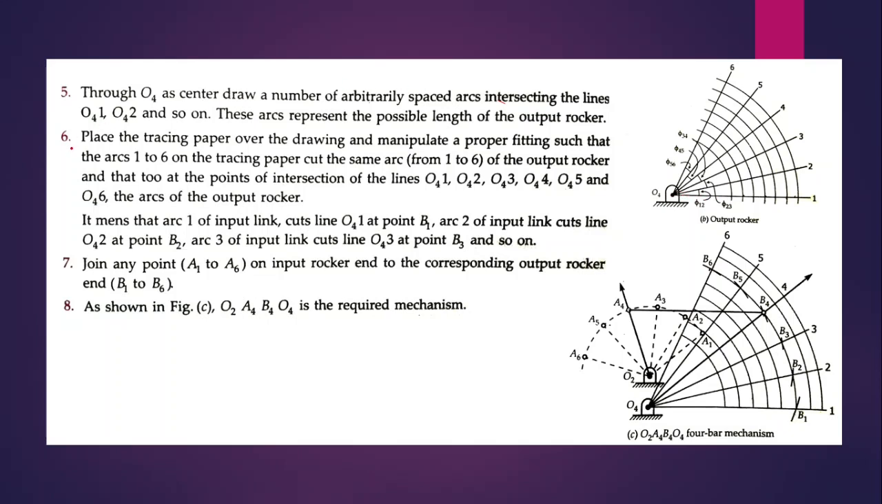Then in the next step, place the tracing paper where the positions of the input crank are drawn over this particular drawing, and manipulate a proper fitting such that the arcs 1 to 6 on the tracing paper cut the same arcs 1 to 6 of the output rocker, and that too at the points of intersection of the lines O41, O42, O43, O44, O45 and O46.